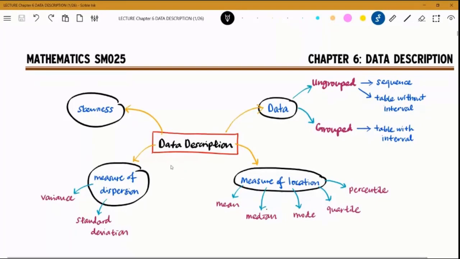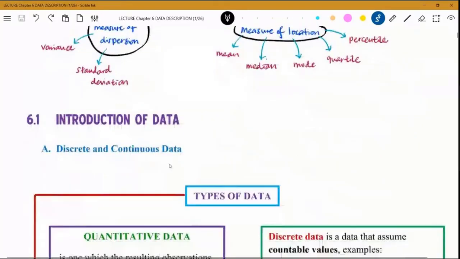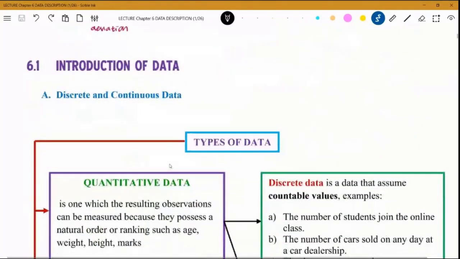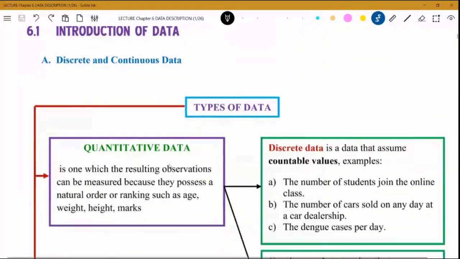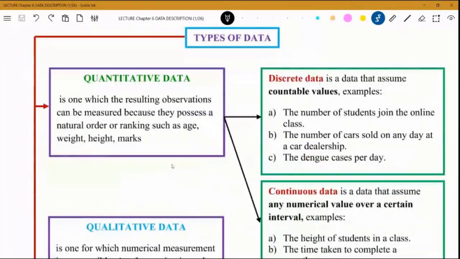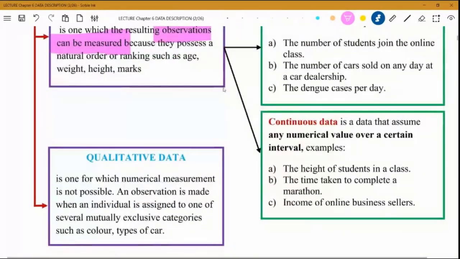So here we have two types of data, starting with the quantitative and qualitative. So for the quantitative, we can see the observation which can be measured. Okay, and then for qualitative, numerical measurement is not possible, which is we are looking by using observation. Okay, so that's the difference between qualitative and quantitative.